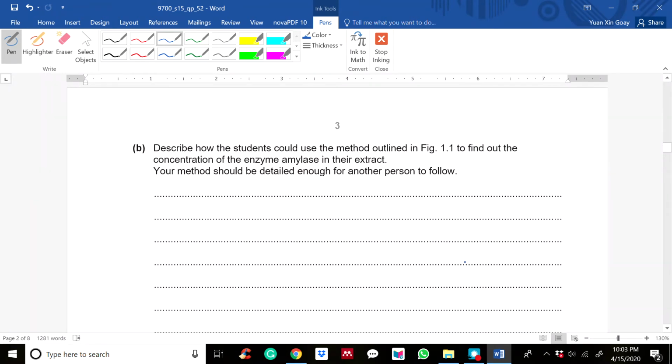Describe how the student could use the method outlined in Figure 1.1 to find out the concentrations of enzyme amylase in their extract. Your method should be detailed enough for another person to follow. In this case, you need to mention independent variable, dependent variable, constant variable, risk assessment, and reliability.